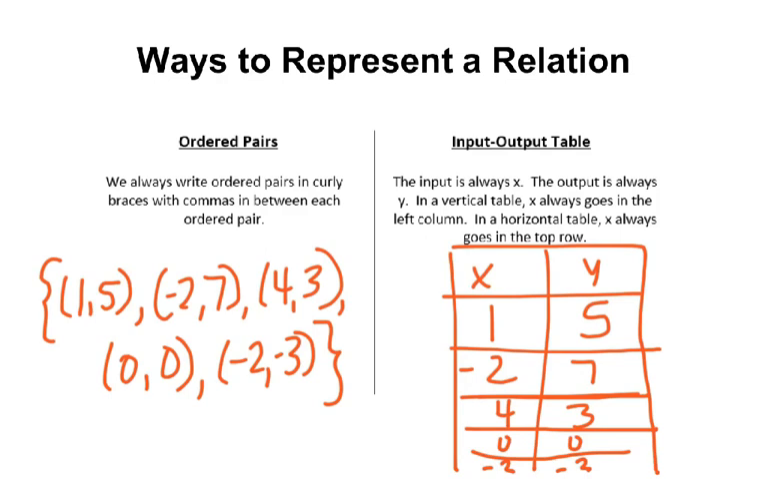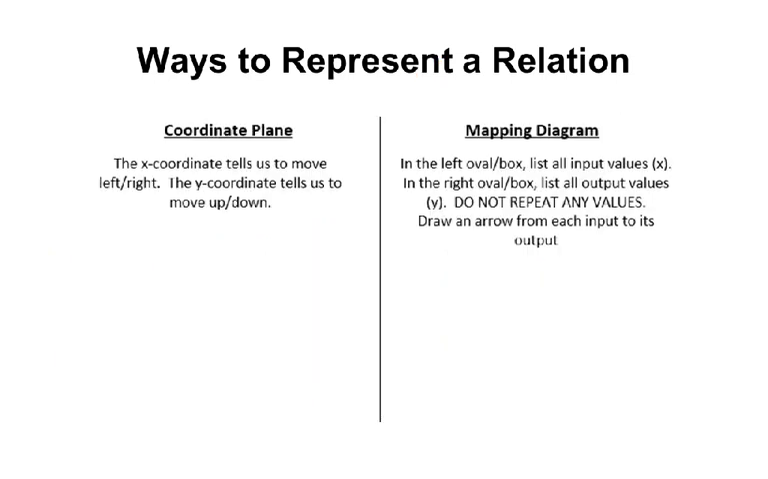So for this type of table, the x is always the left column, y is always the right column. If we have the kind like the previous one that goes across, x is always the top and y is always the bottom row. So that's something to keep in mind.